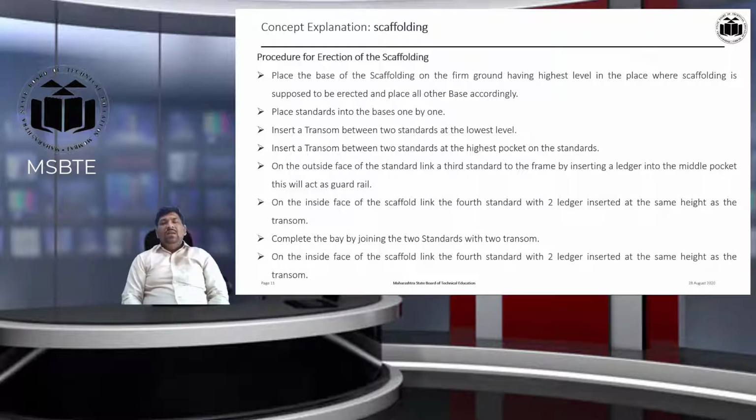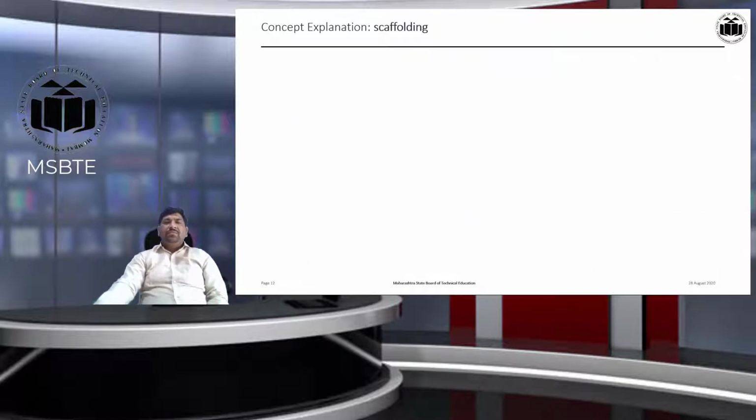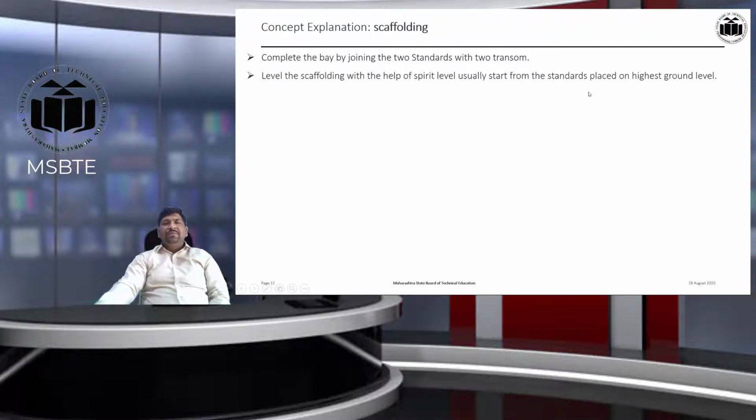After that, on the inside face of the scaffold, link the fourth standard with two ledgers inserted at the same height as the transom. Once you place the inside transom and standards, complete the bay by joining the two standards with the two transoms and level the scaffolding with the help of a spirit level. Usually start from the standards placed on the highest ground level.